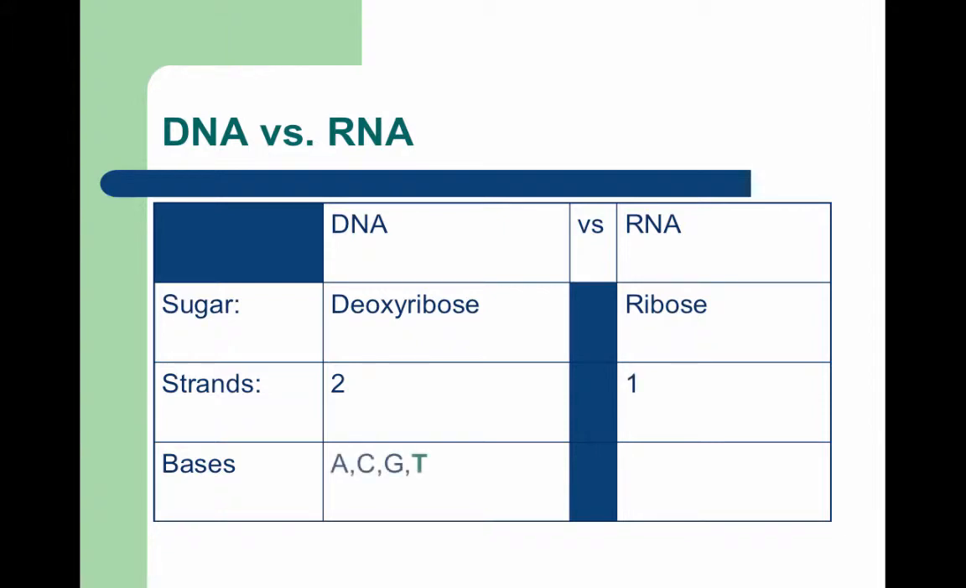The bases for DNA are A, C, G, and T. In RNA, the T gets replaced with a U. It's A, C, G, and U. So anytime you would have a T in your genetic sequence, you would actually put a U for RNA. So A would pair with U in RNA instead of A with T, as in DNA.